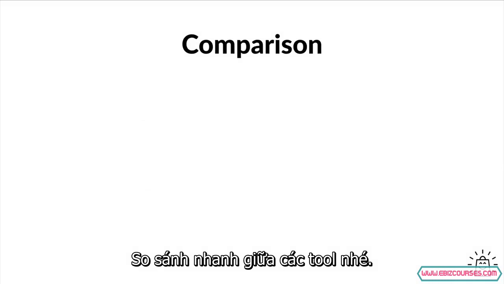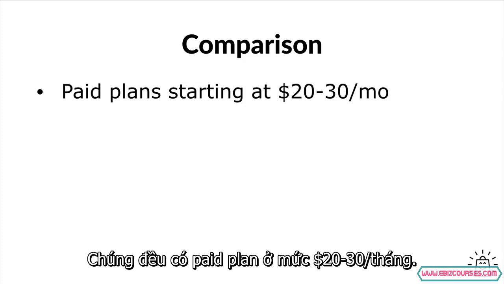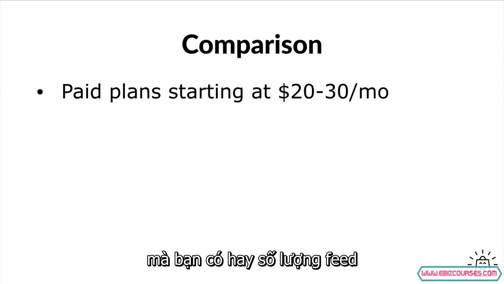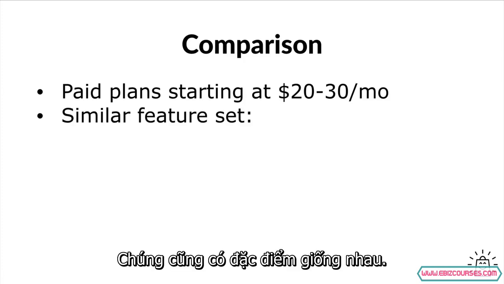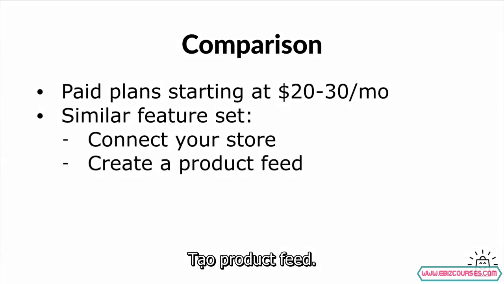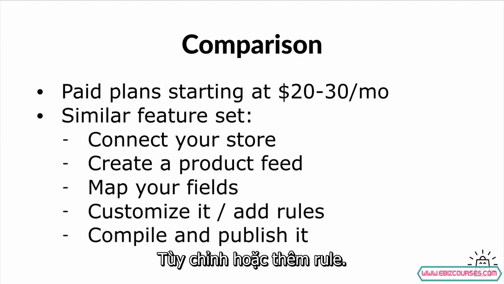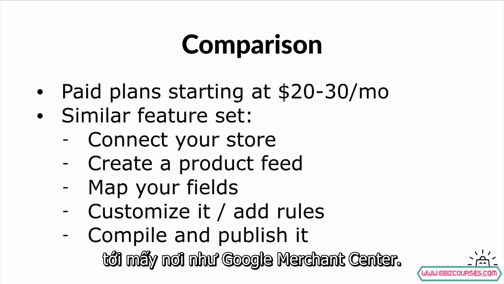A quick comparison between those different tools. They all have paid plans starting at around $20 to $30 a month, and then going up depending on the amount of products you have or the amount of feeds or platforms that you're using. They also all offer a free trial, allowing you to test drive the product. They all have a similar feature set as well. You connect to your store, you can create a product feed, you can map your fields, you can customize it or add rules, and then you compile and publish it to something like Google Merchant Center.